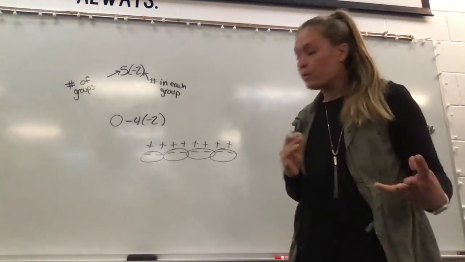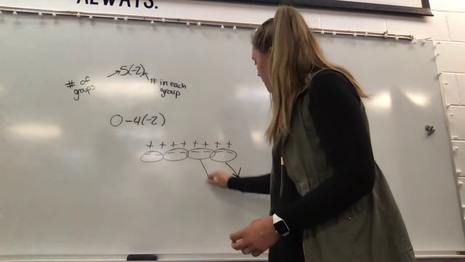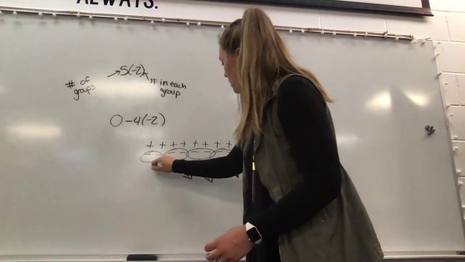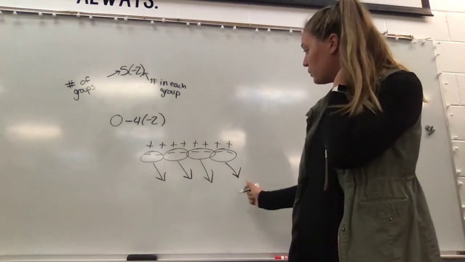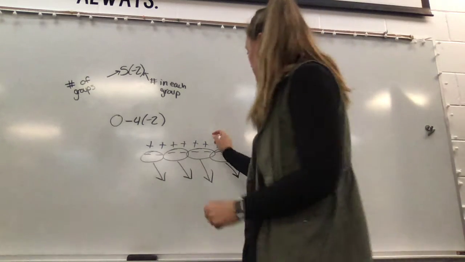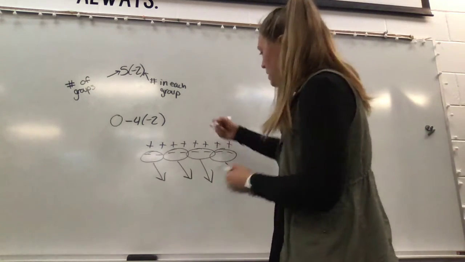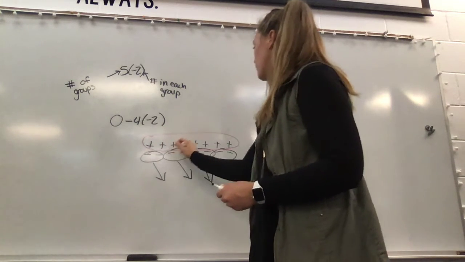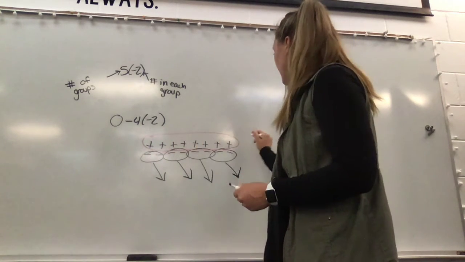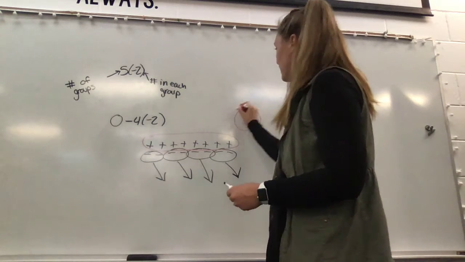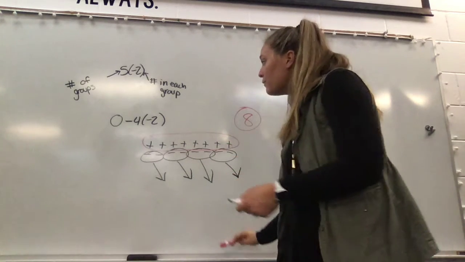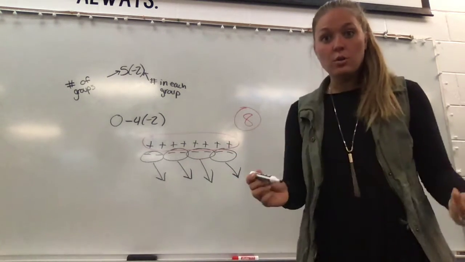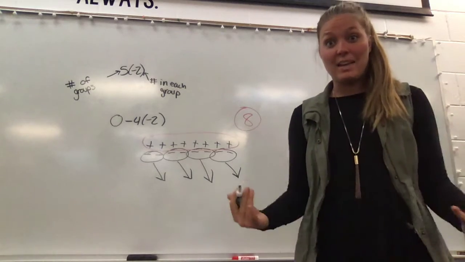I'm going to remove them. So I'm going to show that I'm removing them by putting arrows here. If I take those away, maybe I'll circle them in red. I'm left with these. 1, 2, 3, 4, 5, 6, 7, 8. I'm left with 8, which is my answer. So a negative 4 times a negative 2 is a positive 8.